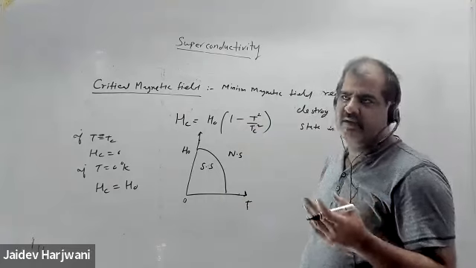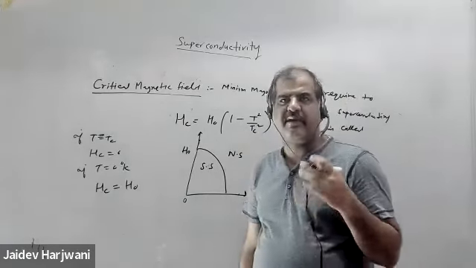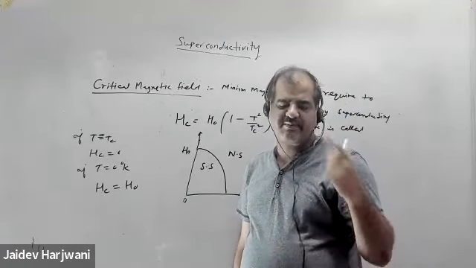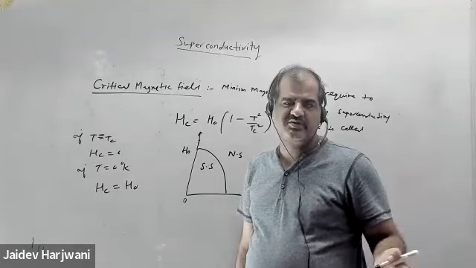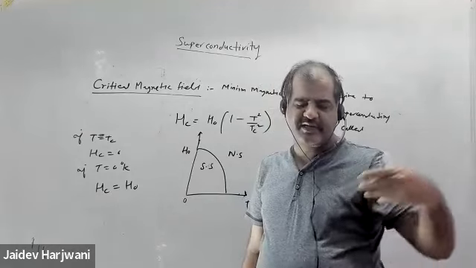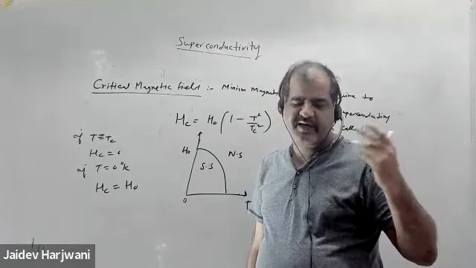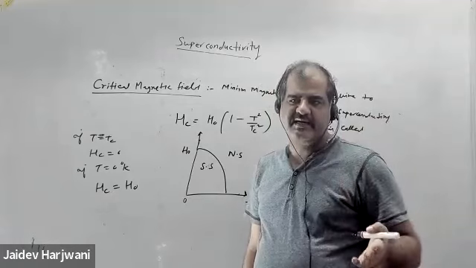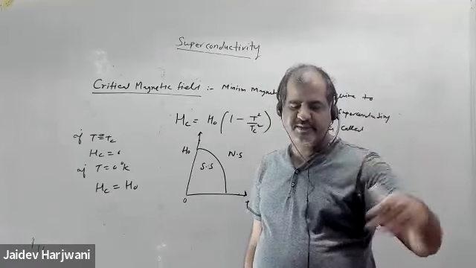So you can understand that when you apply a magnetic field, the temperature of the sample increases. Because the magnetic field will produce current in the sample, and the current will heat the sample. So when current heats the sample, automatically you are increasing the temperature.